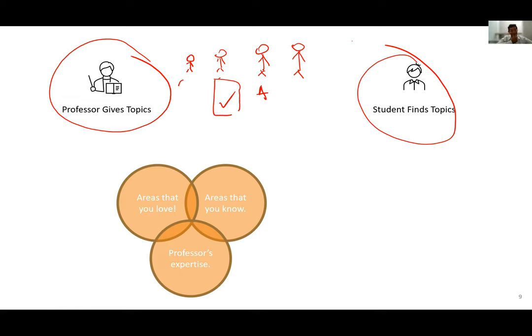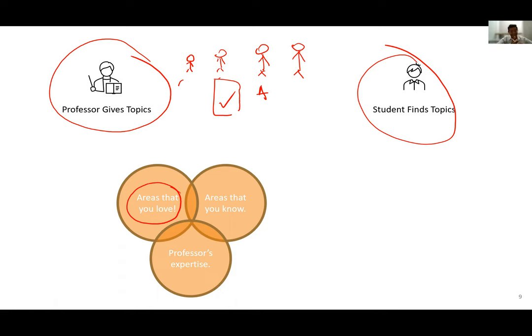How to locate the topic. Okay, for that, there are areas that you love, right? For example, if someone asks me to work on power electronics, I would really hate it. I don't like the burning smell of devices. I hate this, so I will not select this. What if you tell me signal processing?